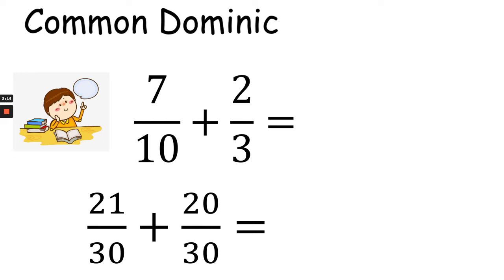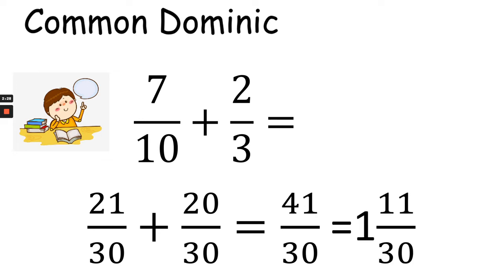Now that they're 30ths, I can go ahead and add them together. I've got 21/30, add 20/30 to give me 41/30. Now I know what you're saying, Year 6. Well, that looks very improper. And you're right, we can convert this now into a mixed number to give me 1 and 11/30. Well done if you got that one.